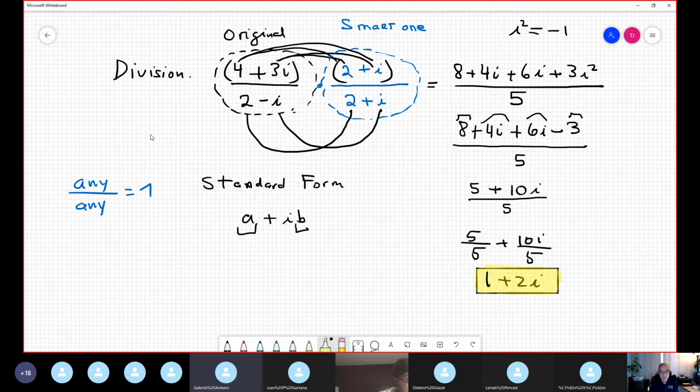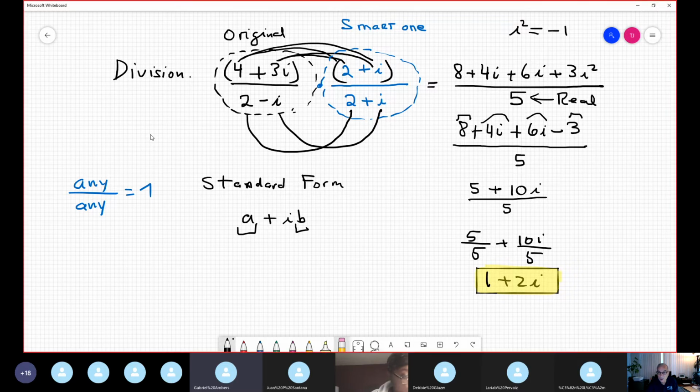Now multiplication, top, bottom, bottom. But the bottom is special, and you apply the shortcut. Multiply 2 times 2, 4. 1 times 1 is 1. And plus always. 4 plus 1 is 5. Only one real number. I take advantage of this 5. This is just real.